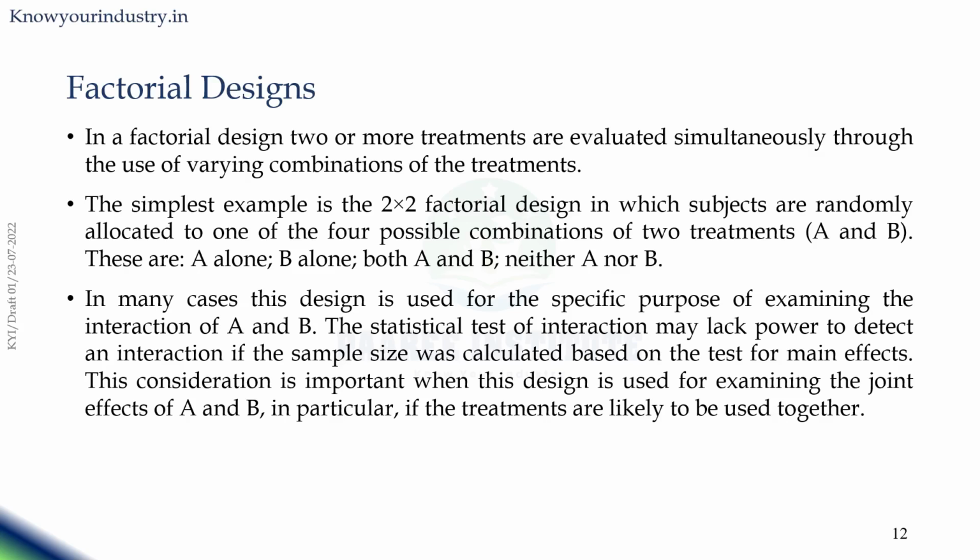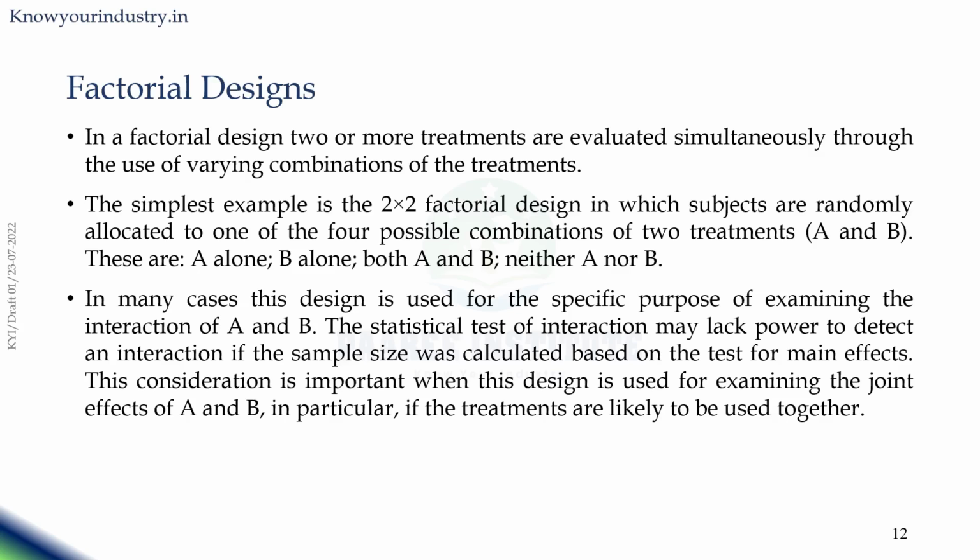In this slide, we are going to see factorial designs. In a factorial design, two or more treatments are evaluated simultaneously through the use of varying combinations of the treatments. The simplest example is the 2x2 factorial design, in which subjects are randomly allocated to one of the four possible combinations of two treatments, that is A and B. So what are the possible combinations? In one combination, we have A alone, in another, B alone, in a third, both A and B will be given, and in the fourth combination, neither A nor B will be given.